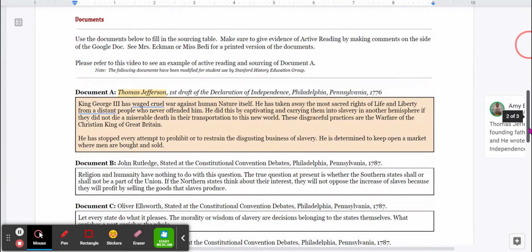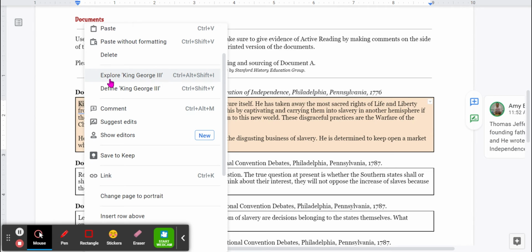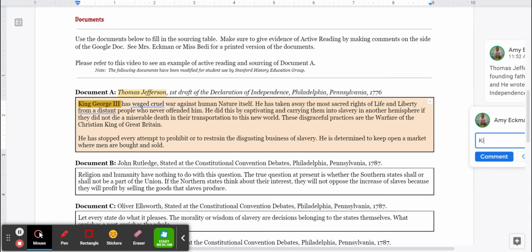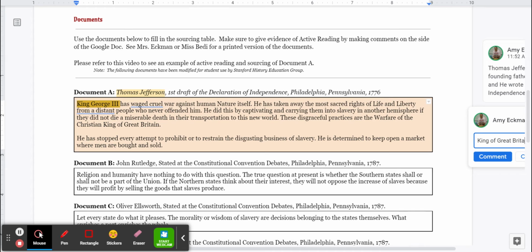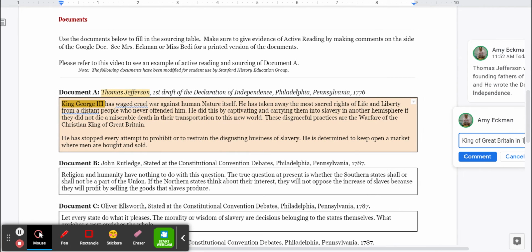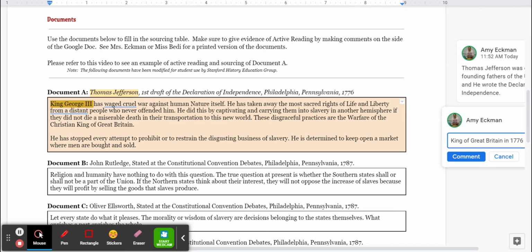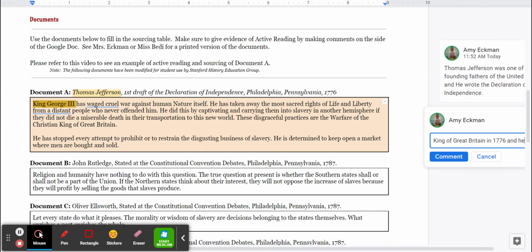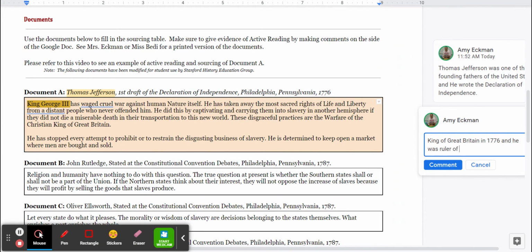It says King George has waged cruel war against human nature itself. So King George, if we have to look that up, we can right click again and explore King George. It's going to tell you that King George was the king of Great Britain in 1776, and he was ruler of the colonies at this time.